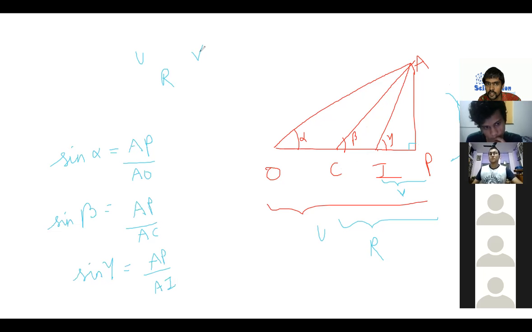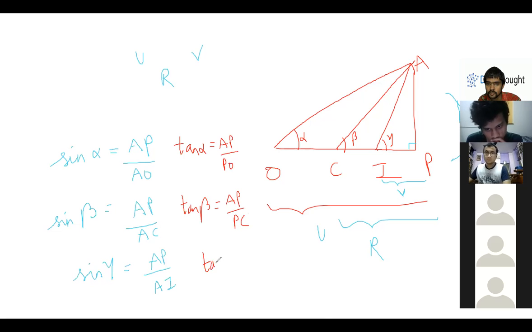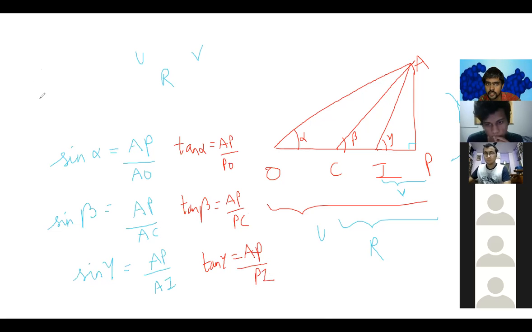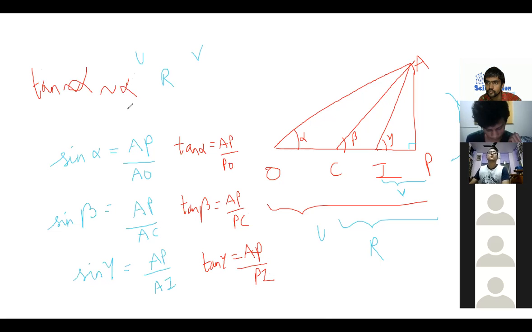Tan. Why will tan alpha be more interesting? What is tan alpha? AP by PO. What is tan beta? AP by PC. What is tan gamma? AP by PI. When alpha is very small, tan alpha is almost alpha, right? So now I got tan alpha is AP by PO, tan beta is AP by PC, tan gamma is AP by PI. And we notice that alpha, beta, gamma are in AP.